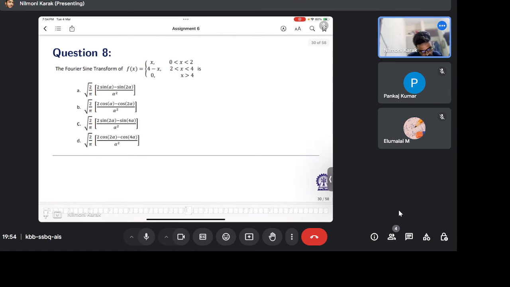Root 2 by pi, 2 sine, so sine 2 alpha is there. That's why option C, only option C. Sine 2 alpha, 2 sine 2 alpha minus sine 4 alpha divided by alpha square.